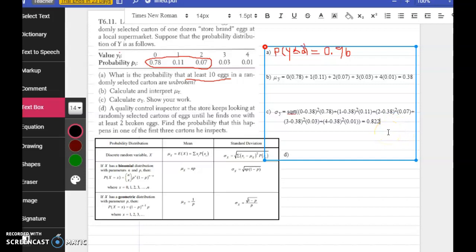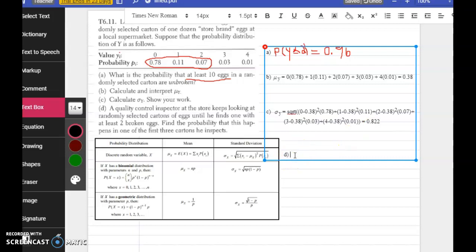And interpret it. So the interpretation of that is on average, in every carton, the number of broken eggs will be off from the mean by 0.822. So somehow word it that way, that you're saying average distance from the mean and in context, meaning here we're talking about broken eggs. All right, last part in question 11.